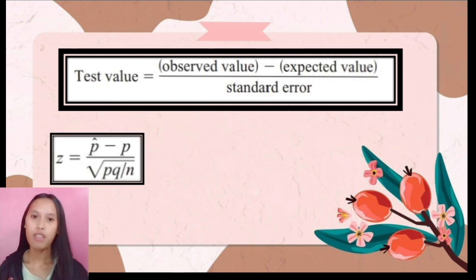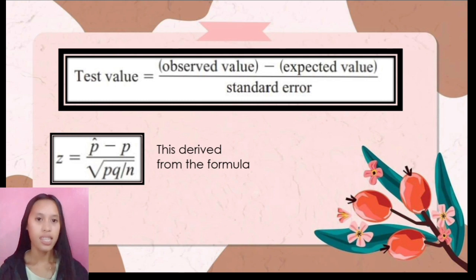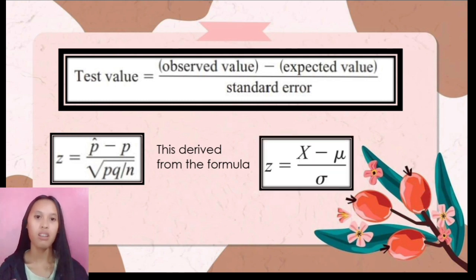The formula z is equal to the observed value minus the expected value over the standard error can be derived from the formula z is equal to x minus the mean over the standard deviation, by substituting mean is equal to np and the standard deviation is the square root of npq, and then dividing both numerator and denominator by n.